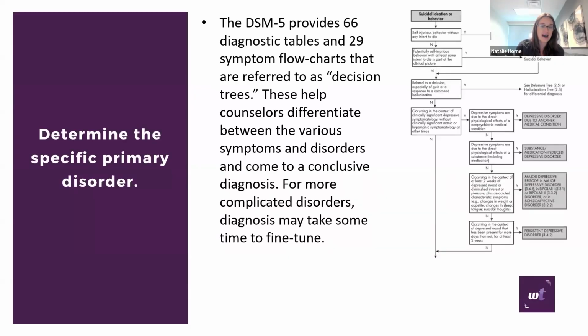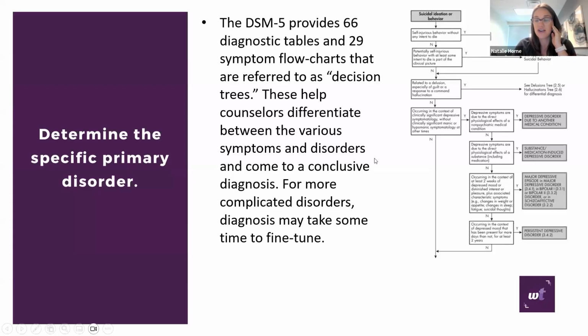And in the DSM-5 text revision version, there are diagnostic tables and flowcharts called decision trees that can help us differentiate between different symptoms and disorders to come to a more conclusive diagnosis, because we know there are many symptoms that are characteristic of the same diagnoses. This is only part of a decision tree that I have here, but for example, suicidal ideation or behavior, you would follow the flow chart down and see what applies to your client and what doesn't to give the most appropriate diagnosis.